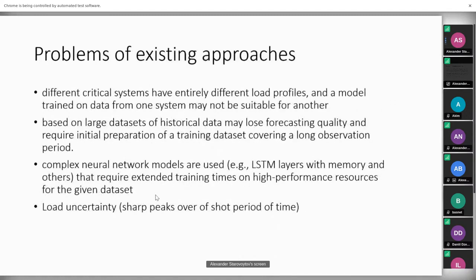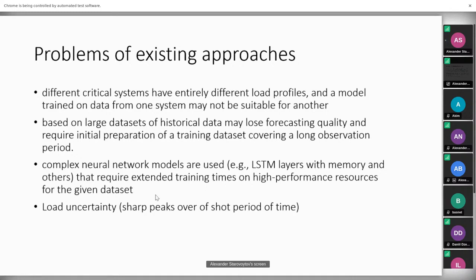Let's talk about the problem of existing approaches. Several authors have developed various critical IT service management systems using neural network models to make effective decisions. However, in these systems, only one neural network model is trained for a specific type of external loads. Different critical systems have entirely different load profiles, and a model trained on data from one system may not be suitable for another. Also, such models based on large data sets of historical data may lose forecasting quality and require initial preparation of a training data set covering a long observation period.